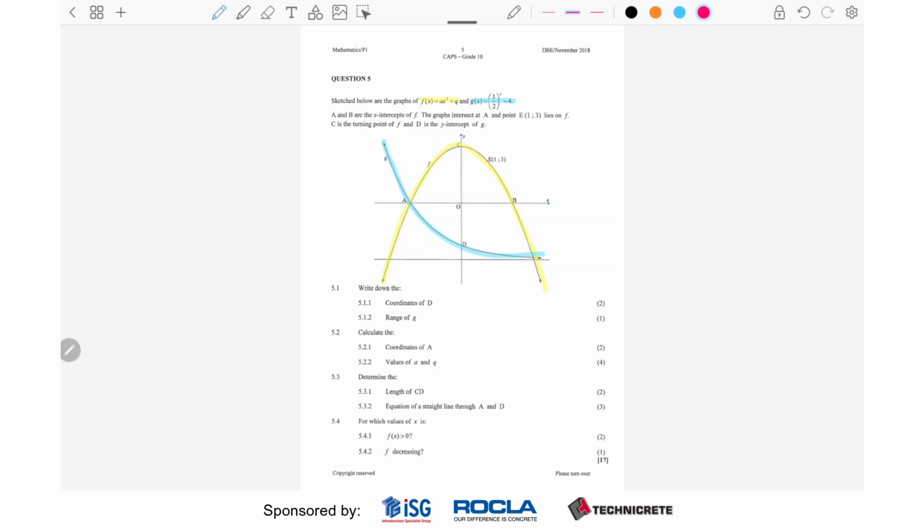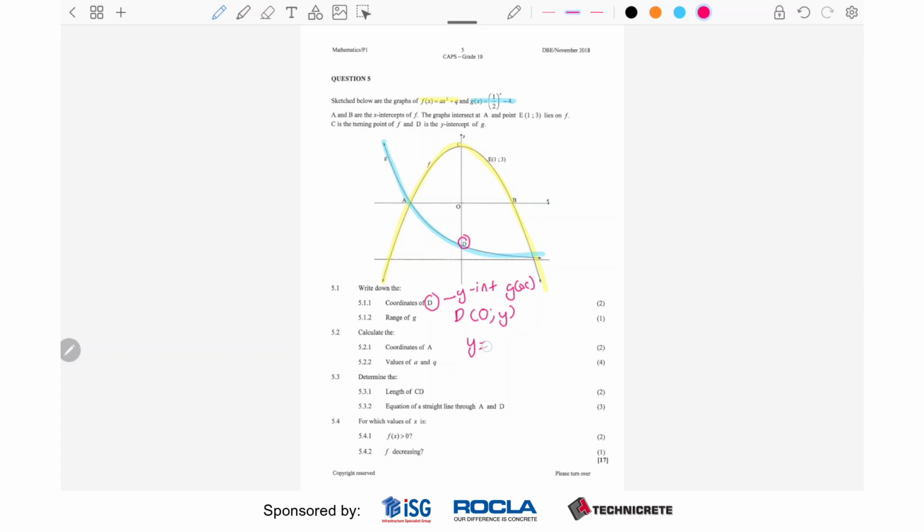Now for 5.1.1, they want us to write the coordinates of D. And as we can see, D is the y-intercept of g of x. So if D is the y-intercept of g of x, that means the x value is 0. So D will be (0, y), which we have to calculate. So we'll use g of x. So we'll plug that into the equation.